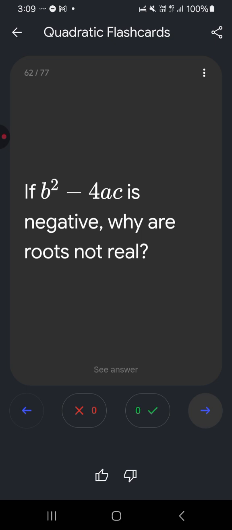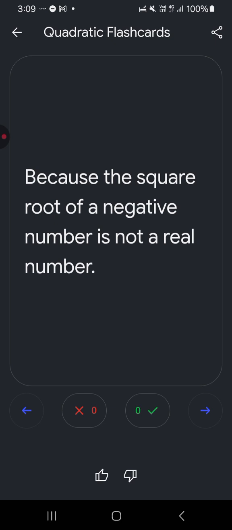If b square minus 4ac is negative, why are roots not real numbers? Because the square root of a negative number is not a real number.